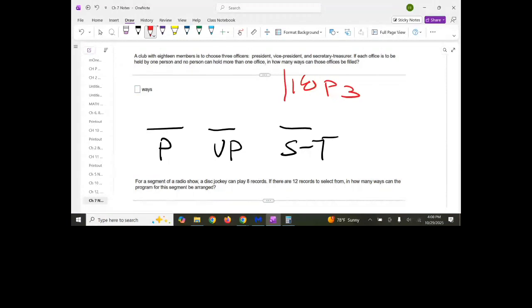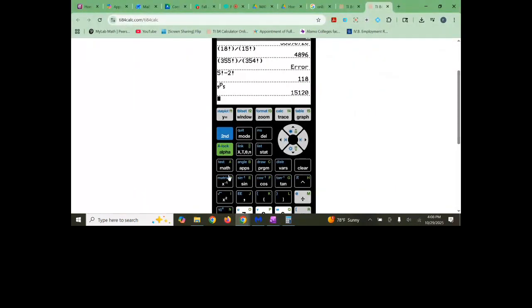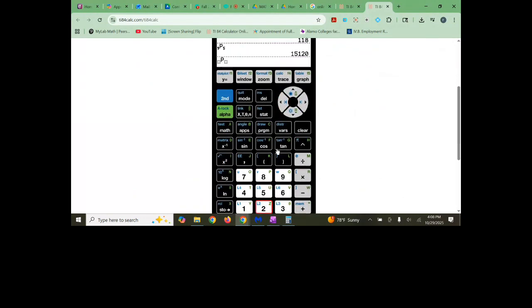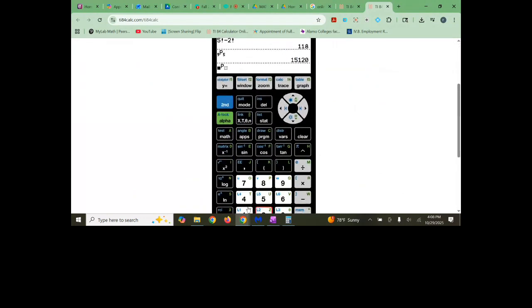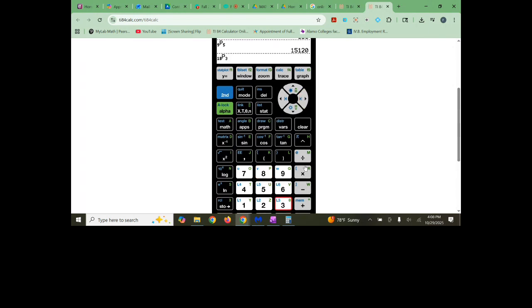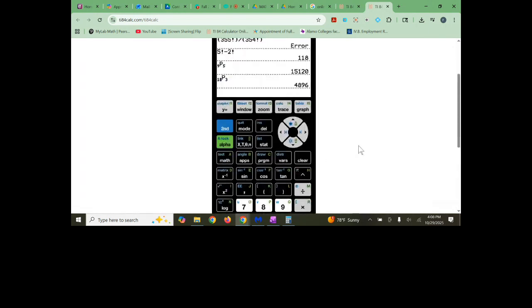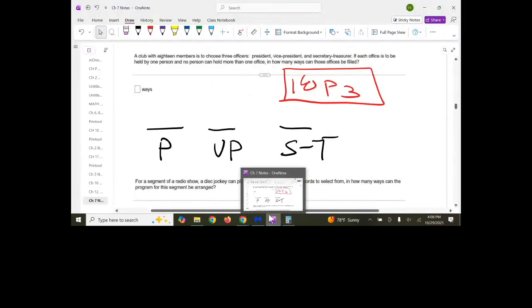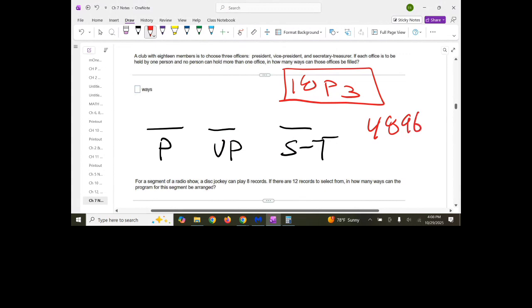And so again, y'all, I'm going to use my calculator here and do the same thing we did before. I'm going to go math, probability. In my case, it's number 2. And we got 18, and we're picking 3 of them, right? Boom. And y'all, I'm coming up with 4896. That's how many different ways we can pick for those 3 positions.